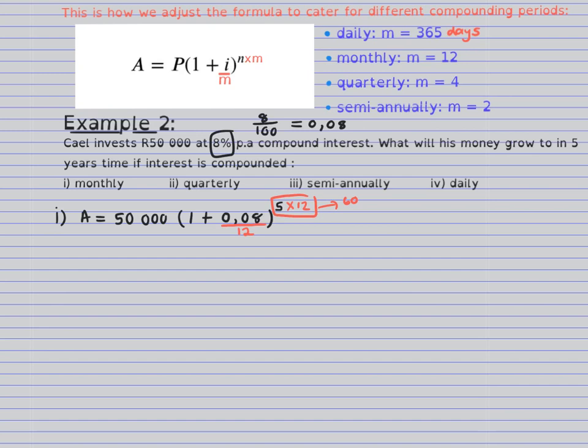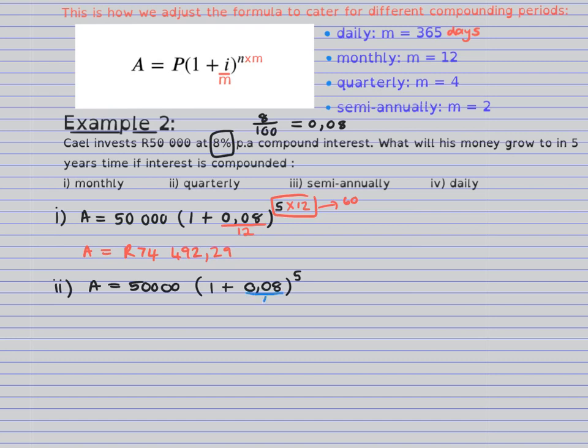Now, again, we just plug this into our calculator and we get an answer. At the end of 5 years, Kale will have 74,492 Rand and 29 cents. So let's see what happens when I do this quarterly. Same principal amount of 50,000. The interest rate is 0,08 over 5 years, but now quarterly.